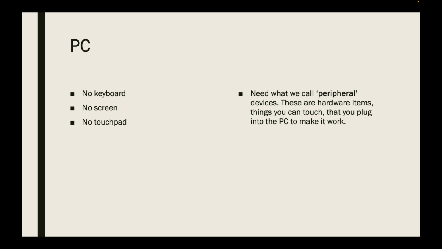It has what we call peripheral devices. These are hardware items, that is, things that you can touch that you plug into the PC to make it work. Peripheral or peripherals, we call them, are actually the hardware things that you touch and that you plug into the computer to make it work.